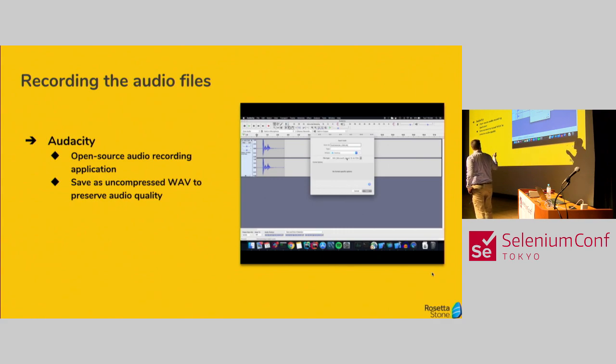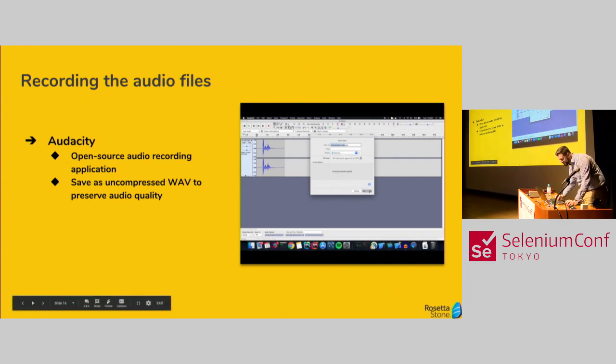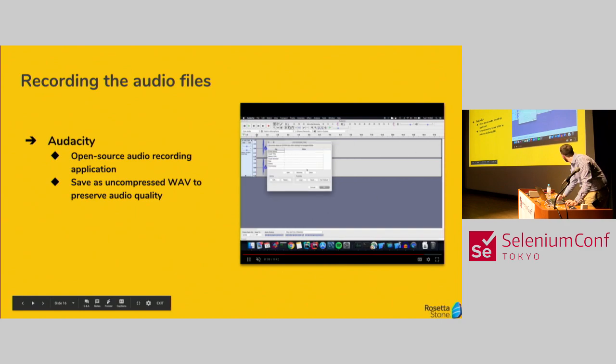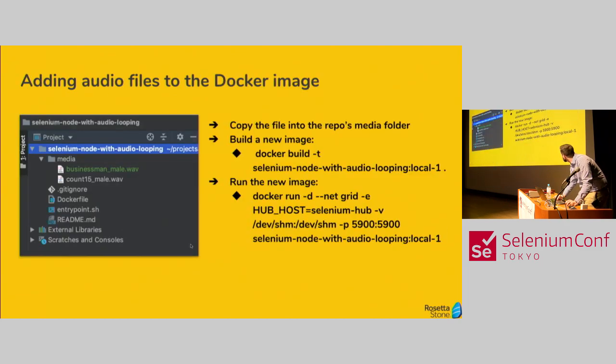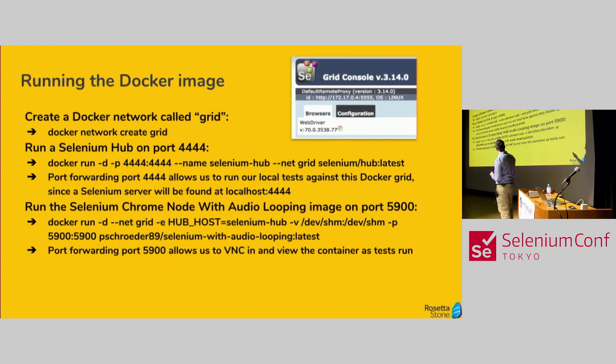I'm saving it here as businessman male.wav. And you know what, let me full screen that because it's probably hard to see. Well, for the next one I will. But we saved it as a WAV file, and you can see I've added it to the media folder here. We want to add this to the Docker image so that anytime the Docker container gets created, we have access to this businessman male.wav file. So you would copy the file into the media folder, you would build a new Docker image of this, and then you could run it via this command down here. And I'll get more into running in this slide.